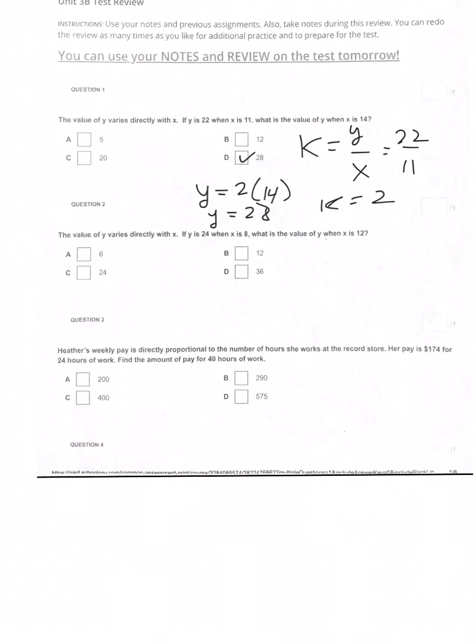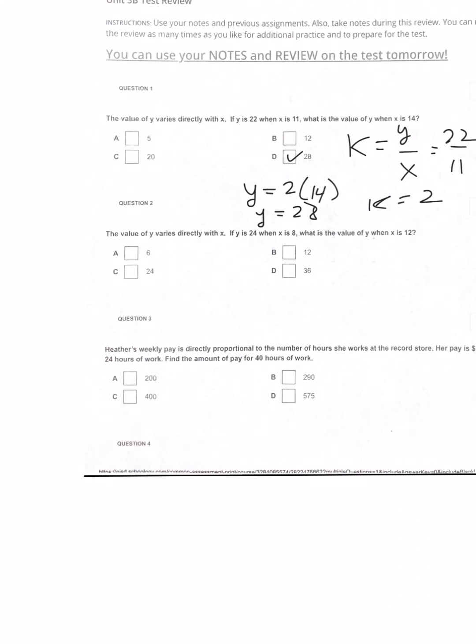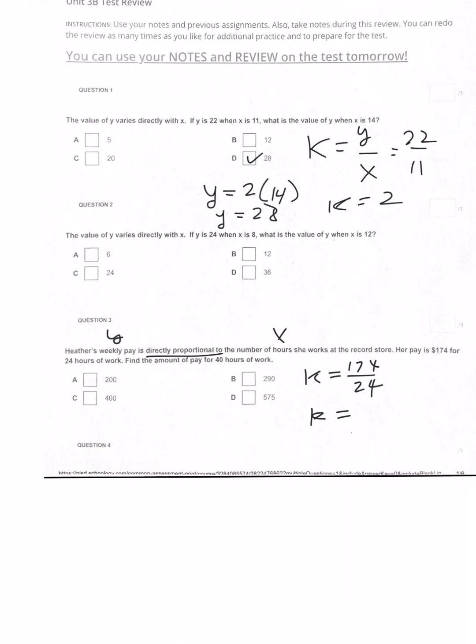Heather's weekly pay is directly proportional to the number of hours she worked at the record store. Her pay is $174 for 24 hours of work. Find the amount of pay for 40 hours. Directly proportional, so that means this is her y, the hours are her x. So let's find the k value first. They said $174 divided by 24. So k is going to equal, I believe, I remember this from before.